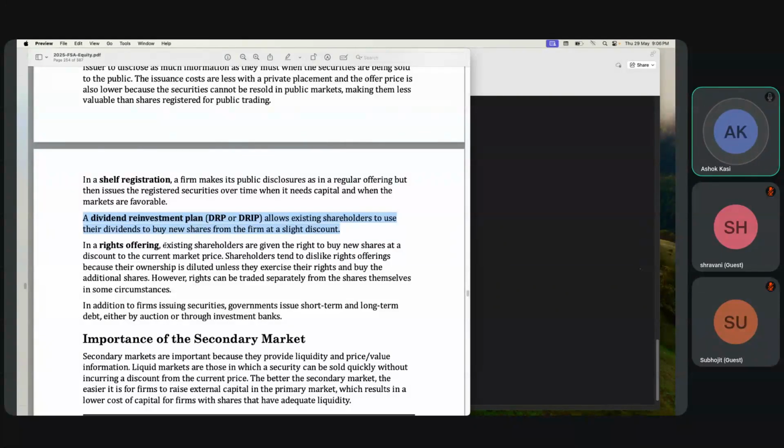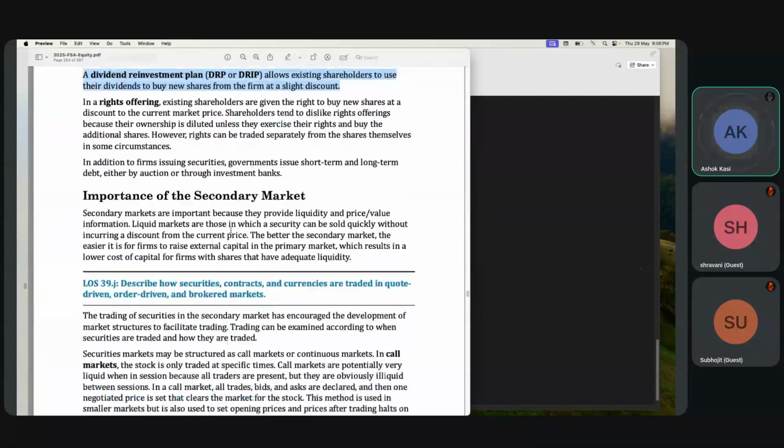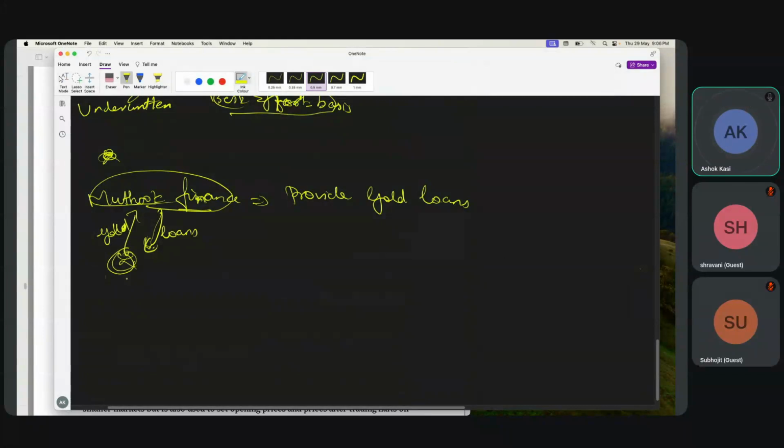Yeah. So that is dividend reinvestment plan. That means with the dividend also they will buy shares. Okay. Next one is rights offering. Rights offering means what? Rights offering means rights issue.